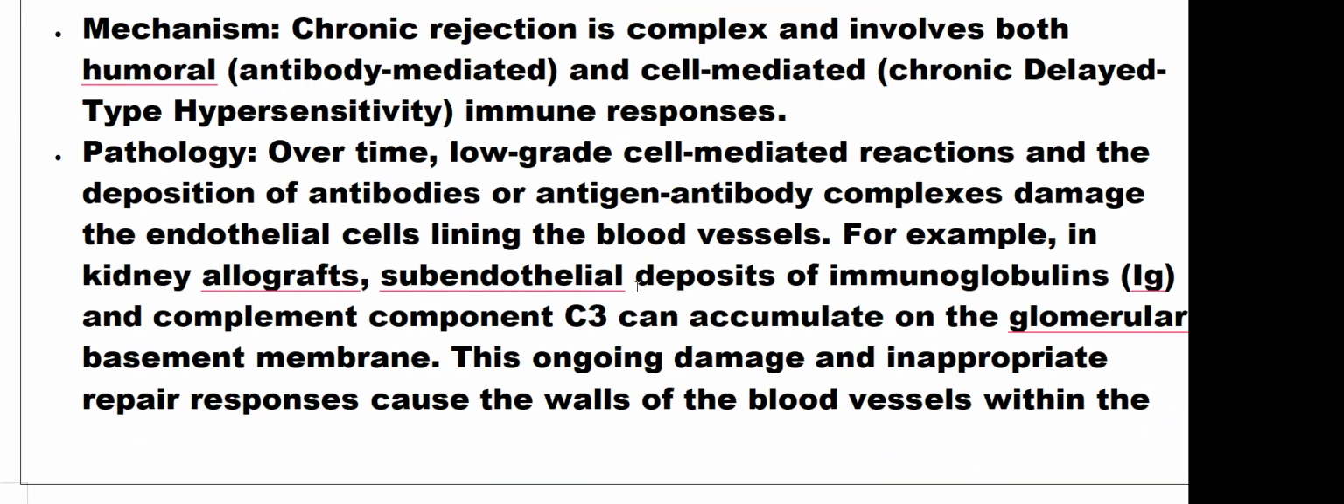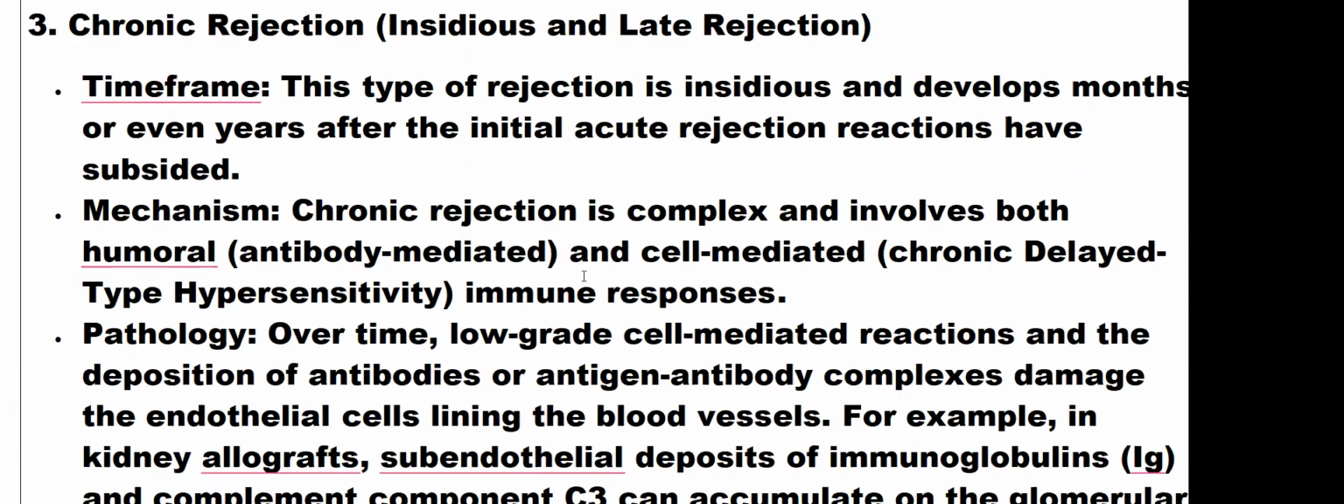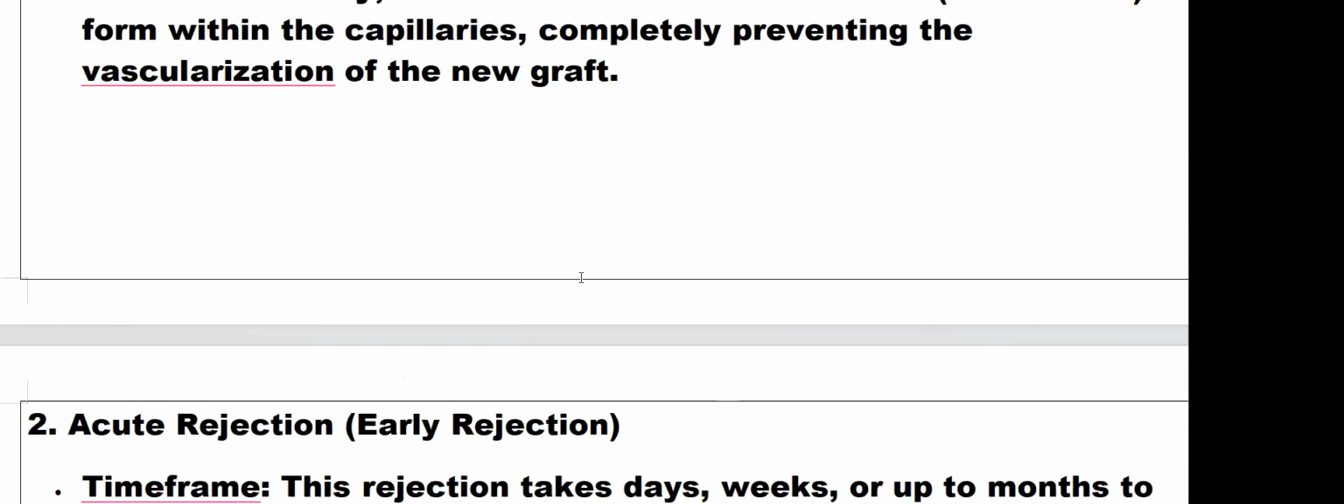Pathology: over time, low-grade cell-mediated reactions and the deposition of antibody or antigen-antibody complexes damage the endothelial cells lining the blood vessels. For example, in kidney allografts, subendothelial deposits of immunoglobulin and complement component C3 can accumulate on the glomerular basement membrane. This ongoing damage and inappropriate repair responses cause the walls of the blood vessels within the graft to progressively thicken, eventually becoming completely blocked.